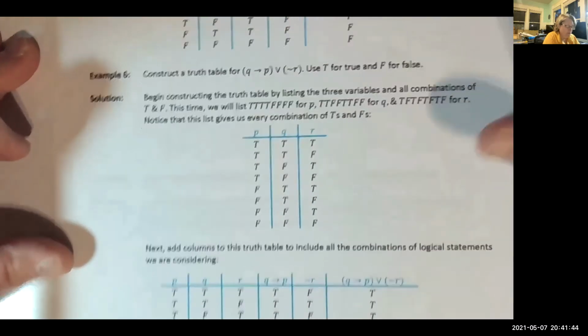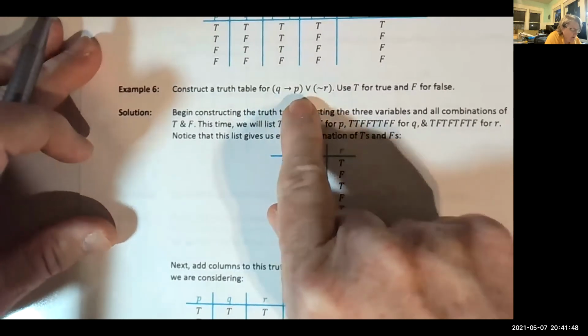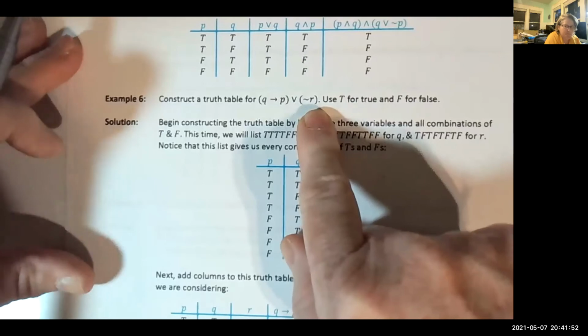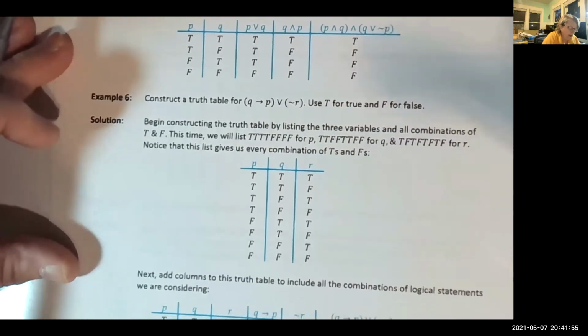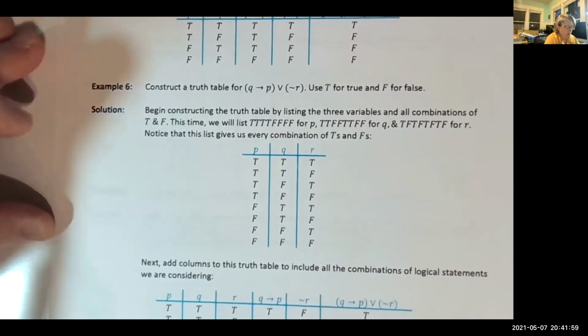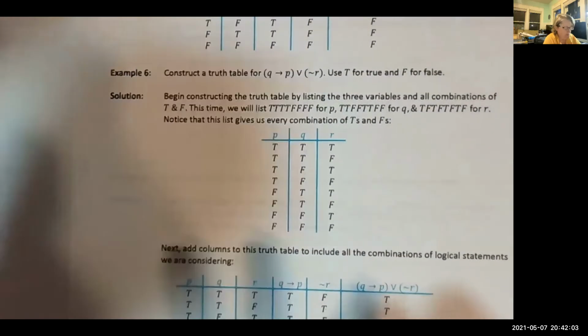Well, let's throw in another variable. What happens if you have Q implies P or not R? What in the world? Well, now we've got three variables that we're considering. In order to have all combinations of trues and falses, we're going to do this pattern.